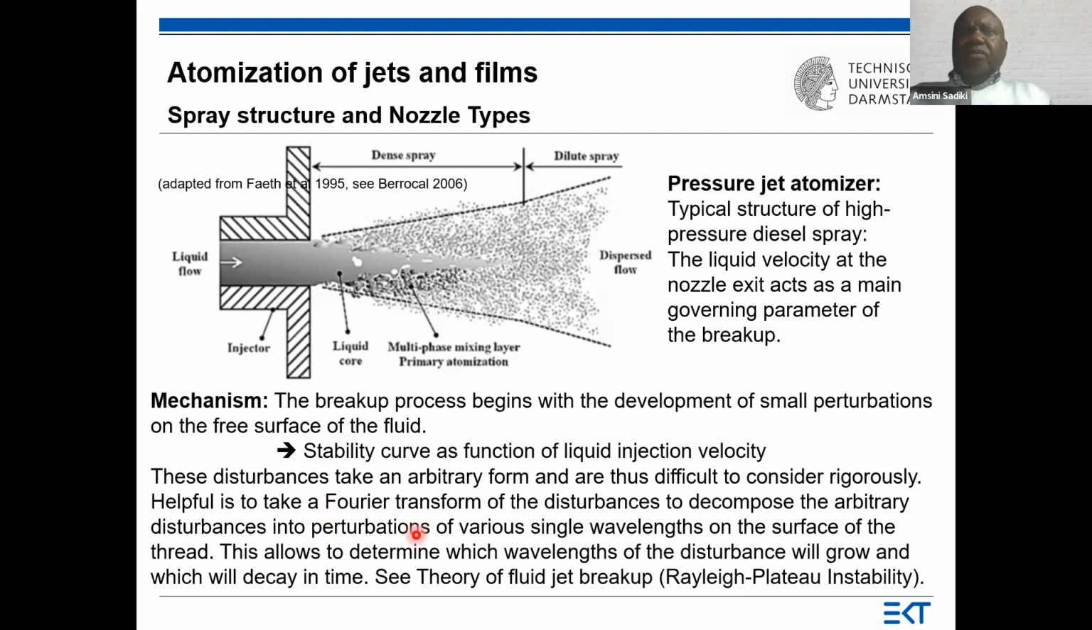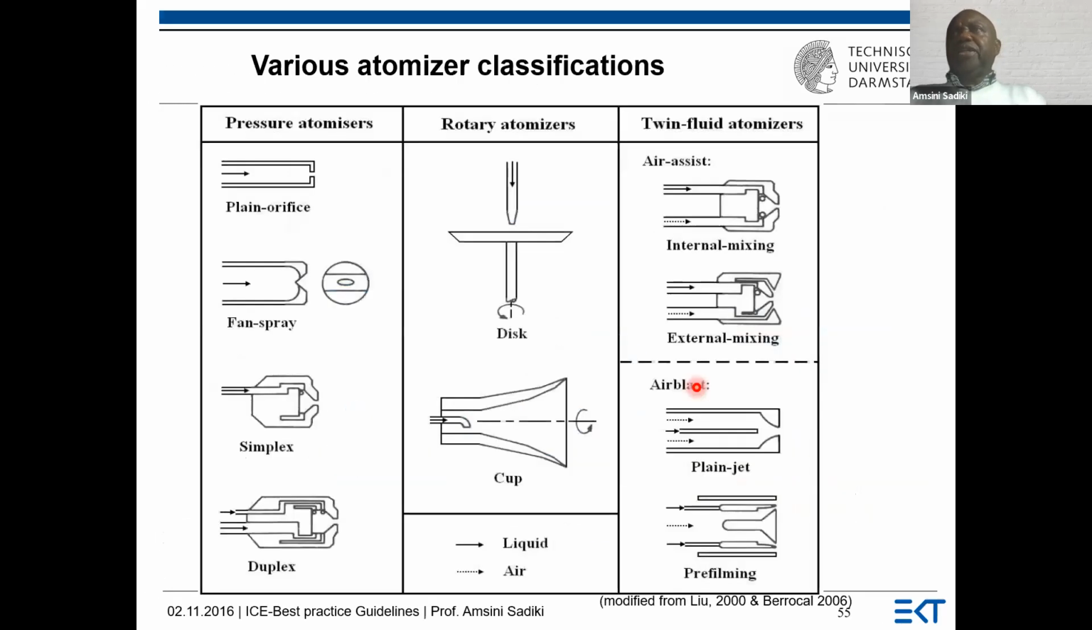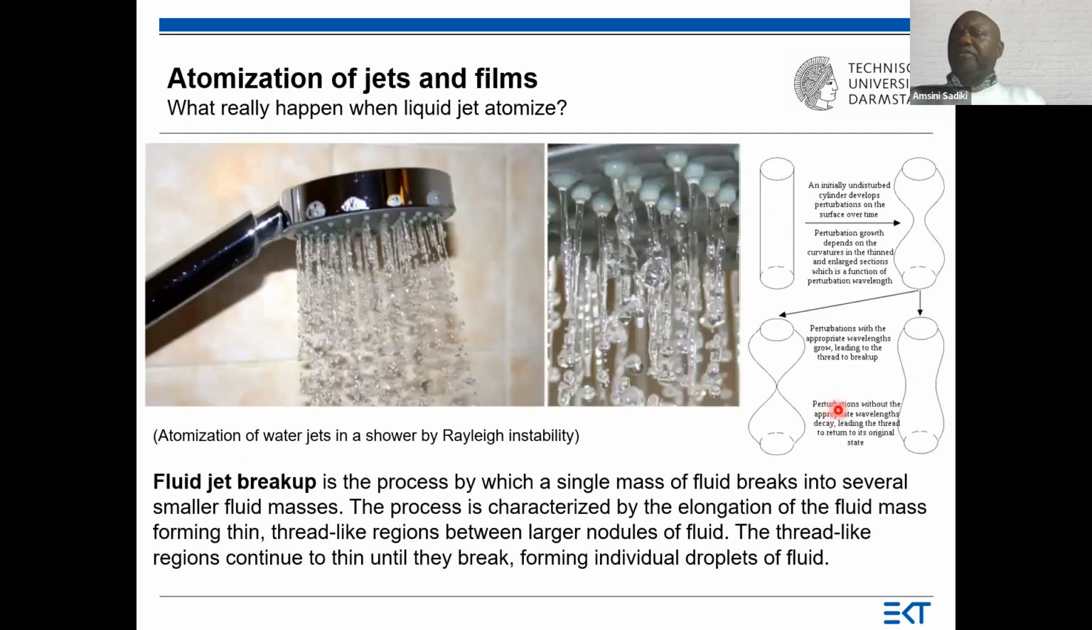And we can get this if we take the Fourier transformation of the disturbance, to decompose this arbitrary disturbance into perturbations of various single wavelengths on the surface of the thread. This allows us to determine which wavelengths of the disturbance will grow and which will decay in time, as I have shown you before in this explanation.